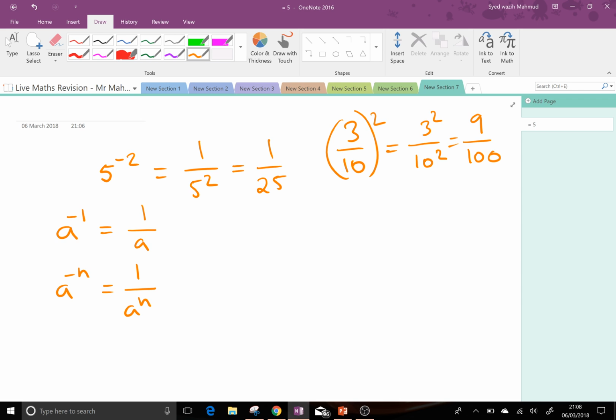Let's have a go at another one. Fractional powers. So for example, if you have a to the power of half, anything to the power of half is always going to be the square root of that number. So a to the power of half is equal to square root of a. So for example, if we have 49 to the power of half, it is going to be square root of 49, and simplified, the square root of 49 is going to be 7.